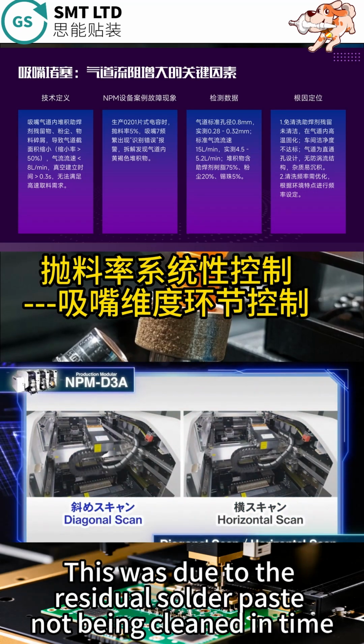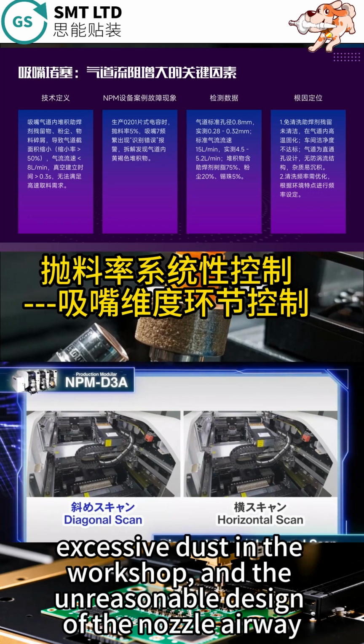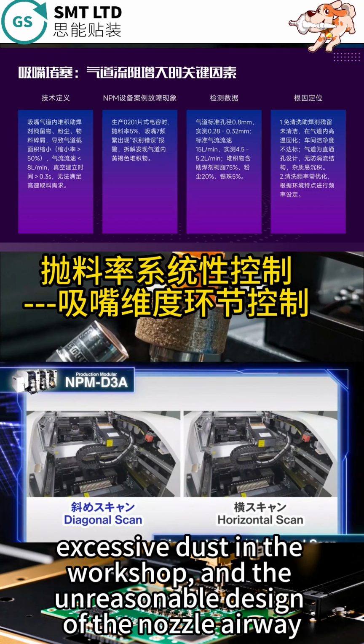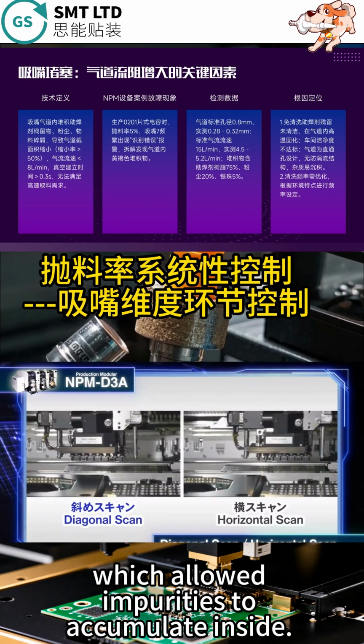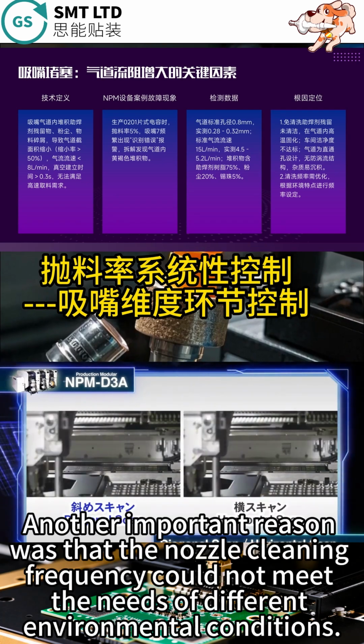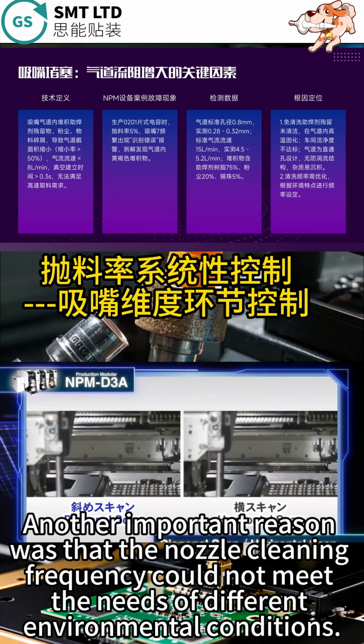This was due to the residual solder paste not being cleaned in time, excessive dust in the workshop, and the unreasonable design of the nozzle airway, which allowed impurities to accumulate inside. Another important reason was that the nozzle cleaning frequency could not meet the needs of different environmental conditions.